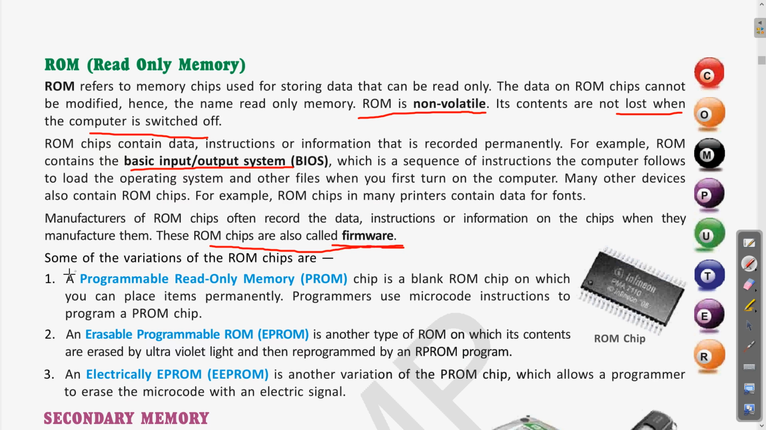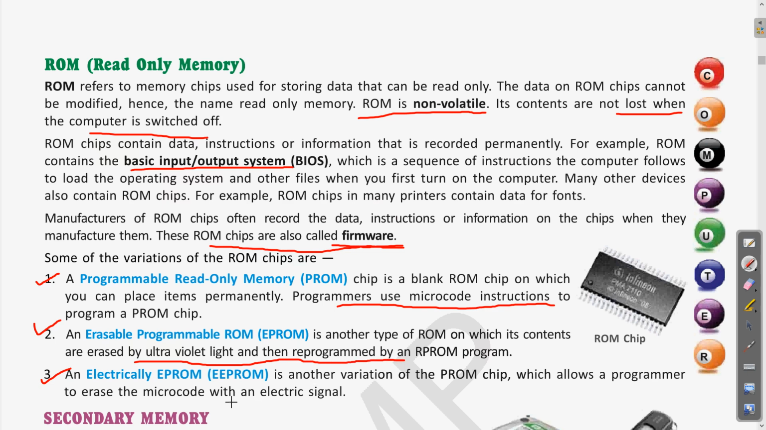Now in the ROM we have different types, that is PROM, EPROM and double EPROM, on the basis of the nature of these ROMs. The PROM is the blank ROM chip which can be permanently programmed, and this programming is done using microcode instructions. Clear? Then in the EPROM, in this type of ROM, the content can be erased, and the erasing process can be done by using ultraviolet light. Clear? And after erasing we can reprogram it.